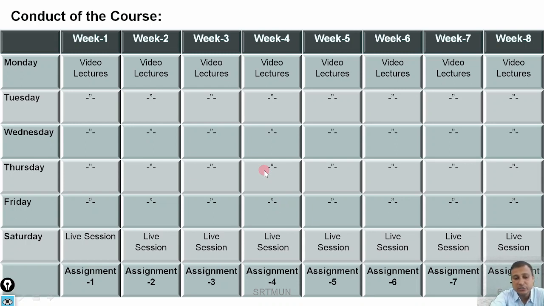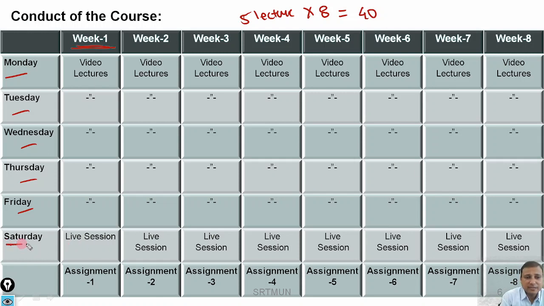So here is the week-wise distribution. There are 8 weeks, and in each week there will be 5 video lectures: Monday, Tuesday, Wednesday, Thursday and Friday, a single lecture for a day. So in each week there will be 5 lectures, and there are 8 weeks, so there will be 40 video lectures that will be shared with you during this certificate course.